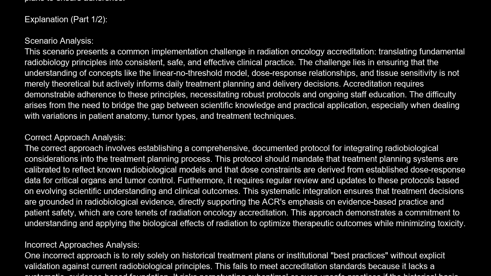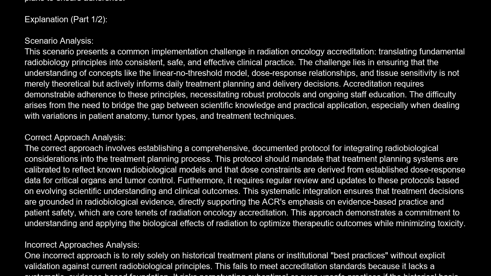This systematic integration ensures that treatment decisions are grounded in radiobiological evidence, directly supporting the ACR's emphasis on evidence-based practice and patient safety, which are core tenets of radiation oncology accreditation. This approach demonstrates a commitment to understanding and applying the biological effects of radiation to optimize therapeutic outcomes while minimizing toxicity. Incorrect approaches analysis.